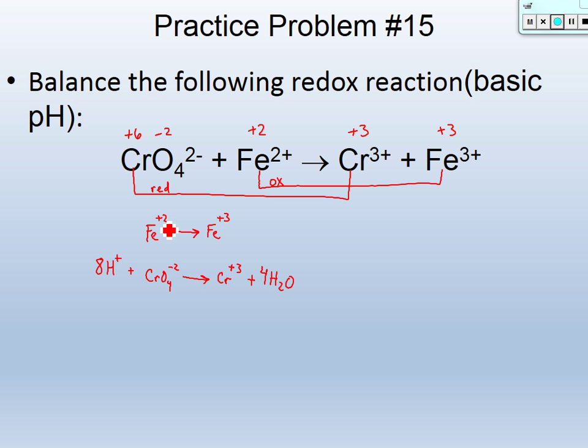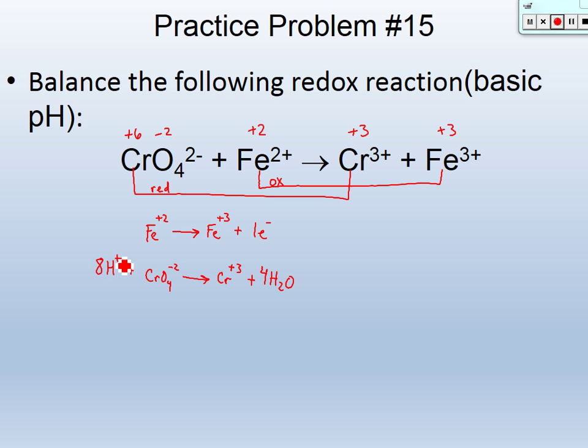Step 5, balance the charges by adding electrons. The charge here is +2. The charge on the right side is +3. You're always going to add electrons to the side that's more positive. To balance the charges here, I'm going to have to add 1 electron. How come? Well, +3 minus 1 is +2, which is what this side is.